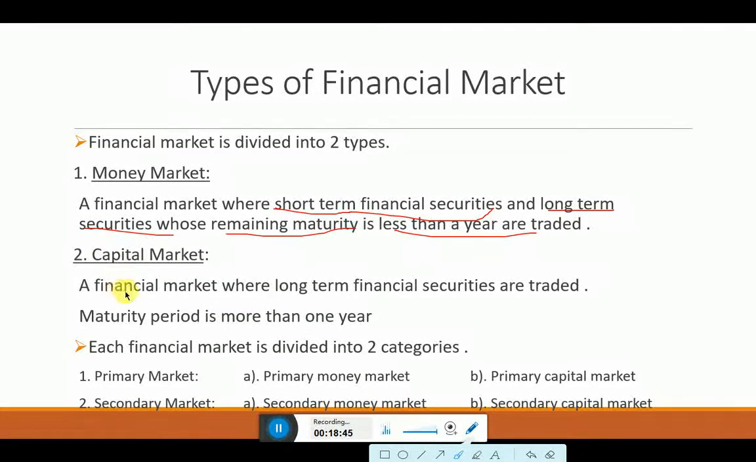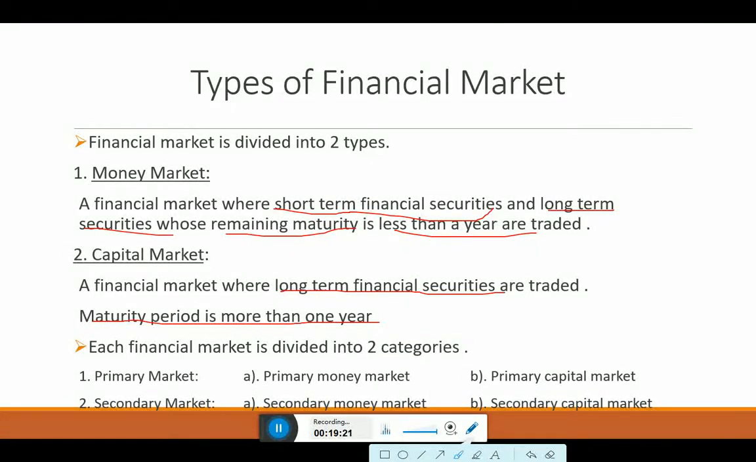So capital market is also a financial market, but that financial market where long-term financial securities are traded. So by long-term financial security, we mean any security whose maturity period is for more than 1 year. Whose maturity period is for more than 1 year, that is called long-term financial security. Remember that on the capital market, only long-term financial security can be issued and traded.